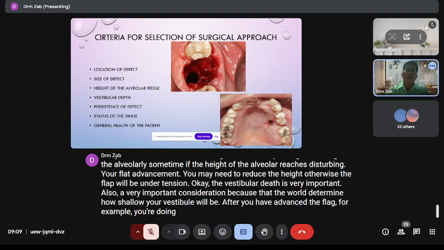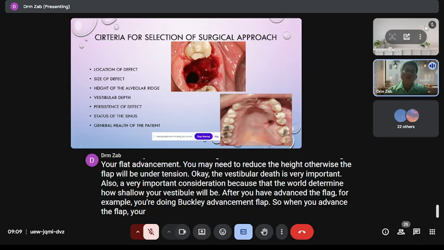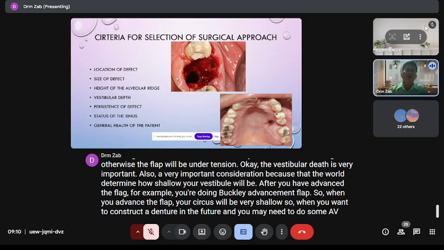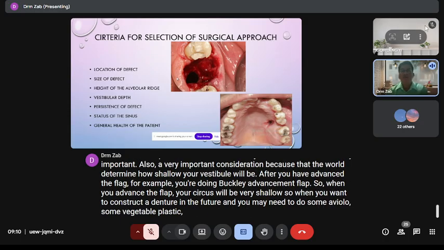Okay. The vestibular depth is also a very important consideration, because that will determine how shallow your vestibule will be after you have advanced the flap. For example, you are doing a buccal advancement flap. So when you advance the flap, your sulcus will be very shallow. So when you want to construct a denture in the future, you may need to do some vestibuloplasty before you proceed with your denture construction.